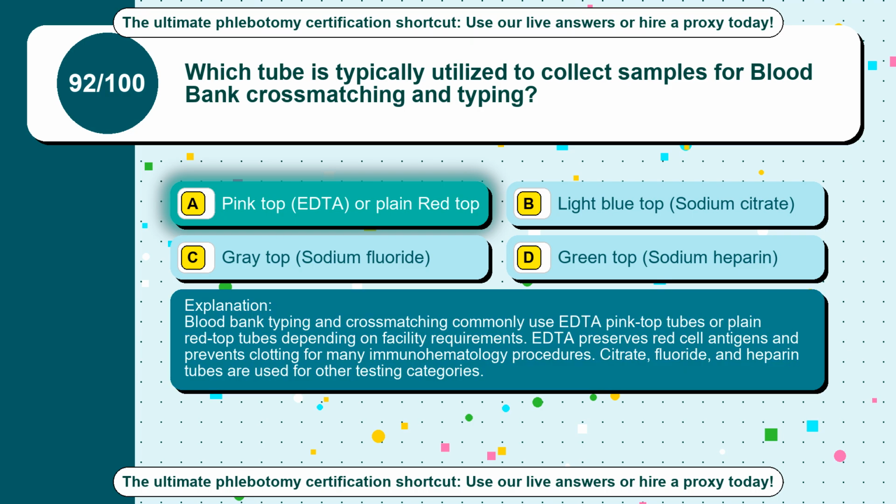Blood bank typing and cross-matching commonly use EDTA pink top tubes or plain red top tubes depending on facility requirements. EDTA preserves red cell antigens and prevents clotting for many immunohematology procedures.